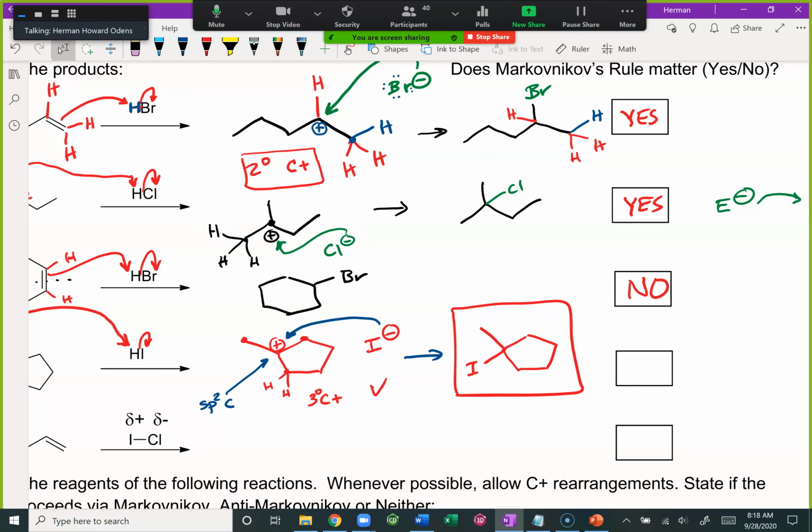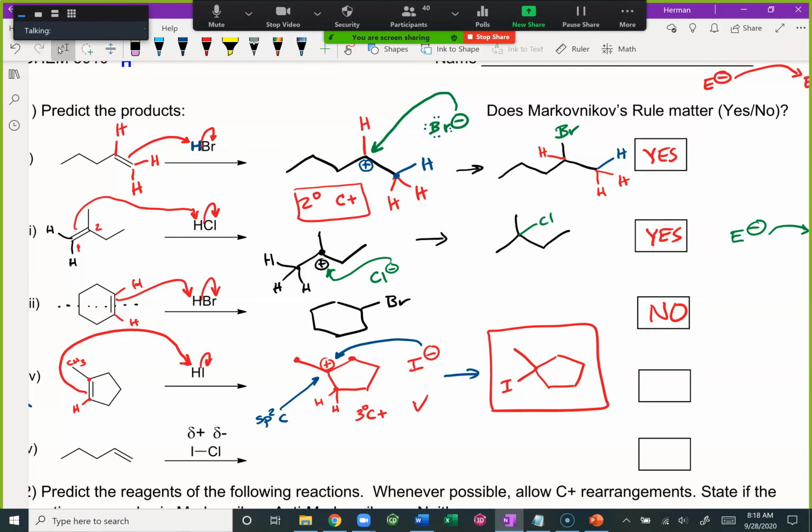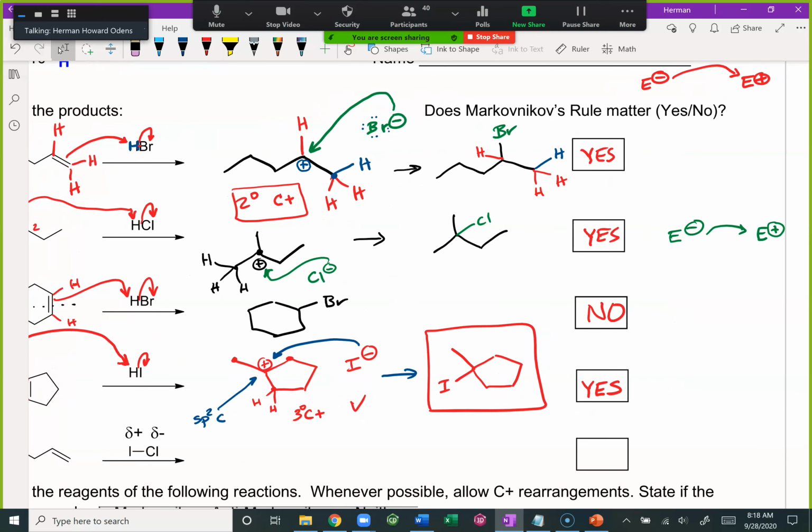So does Markovnikov's rule matter here, yes or no? Does it matter right here when we decide where we put the hydrogen? That's what I'm trying to say here. Does it matter? Yes. Markovnikov's rule matters. So we need to start rioting if you don't remember that. No, I'm just kidding. So, yes, so that's how this goes.